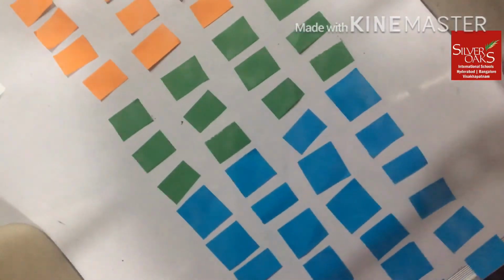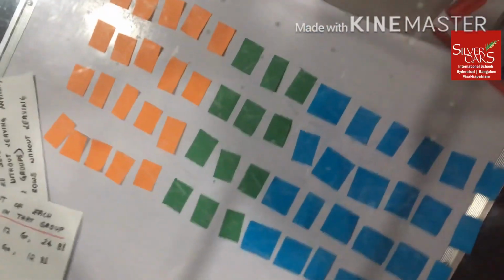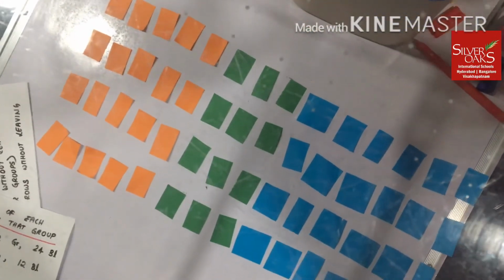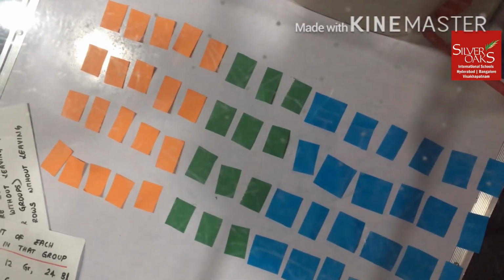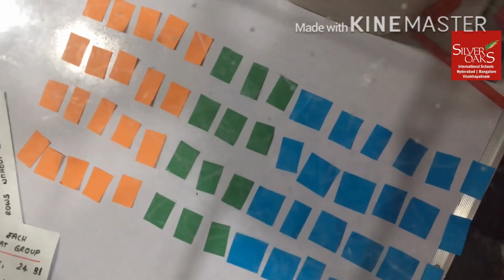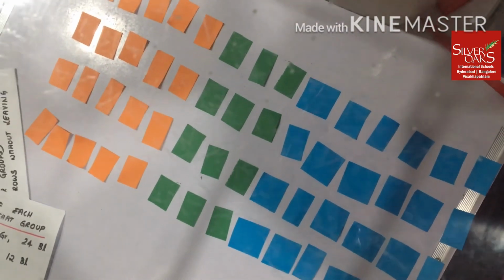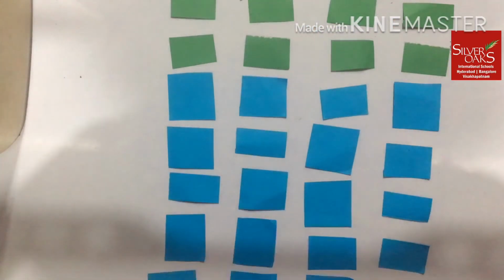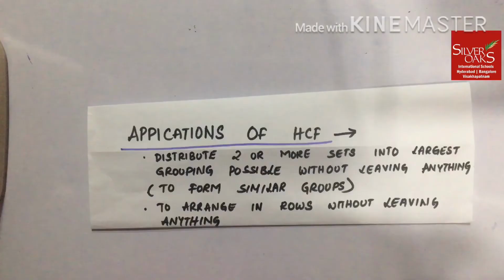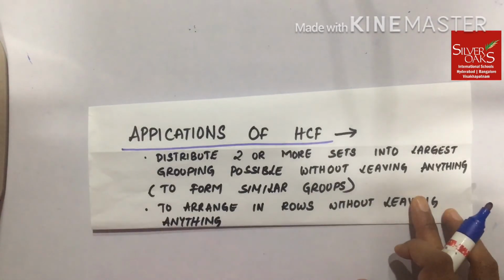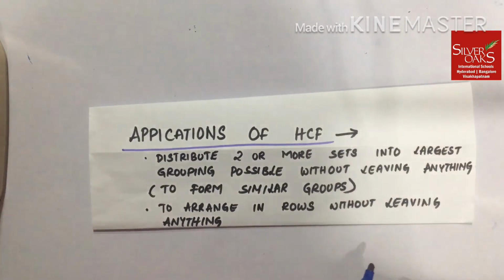So if we look at our arrangement, I have used all the colors. I'm having the same number of colors in each of the rows, and I did not leave any of the colors behind. You can also try out the same activity using any 3 different seeds or nuts also, or you can use your list. Hope you have understood about the applications of HCF.